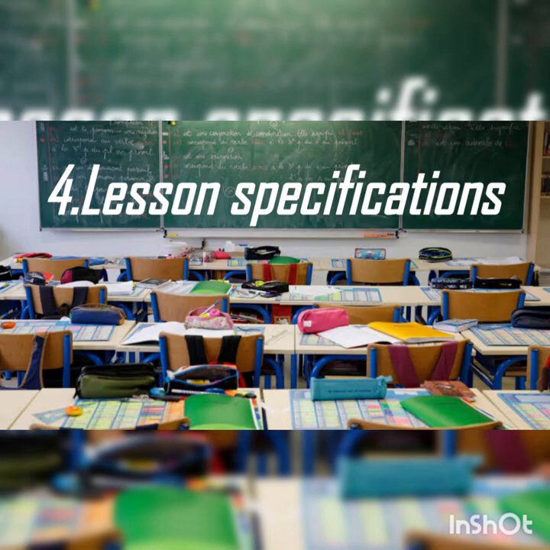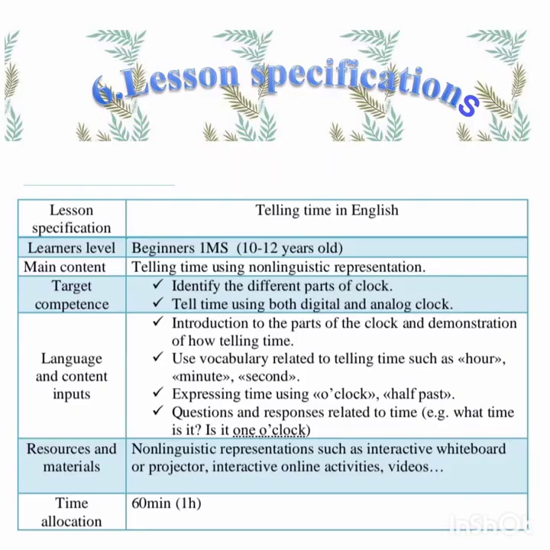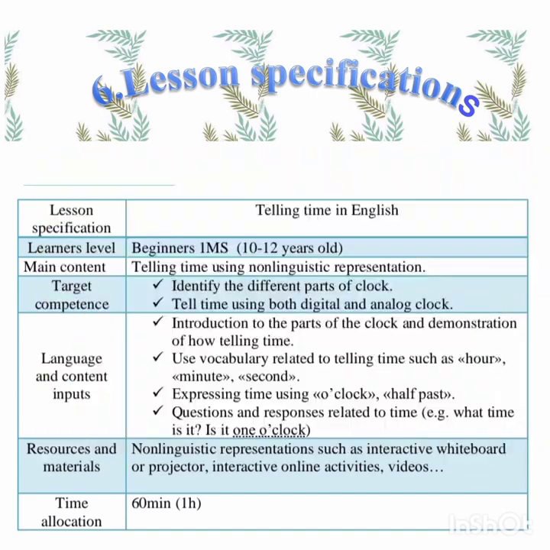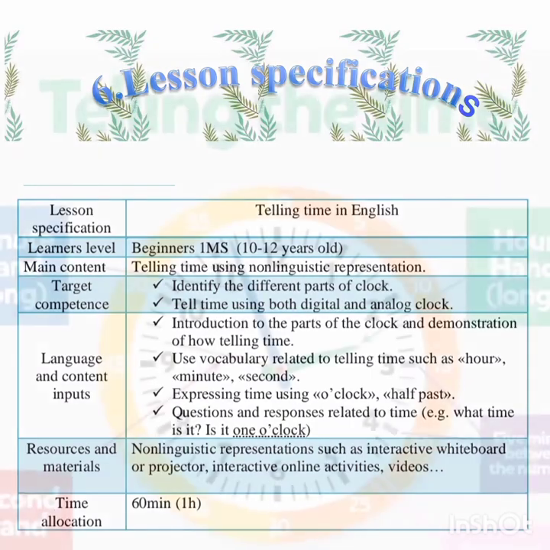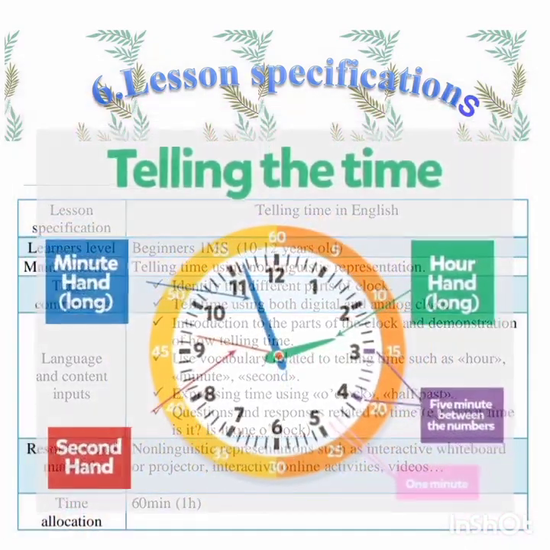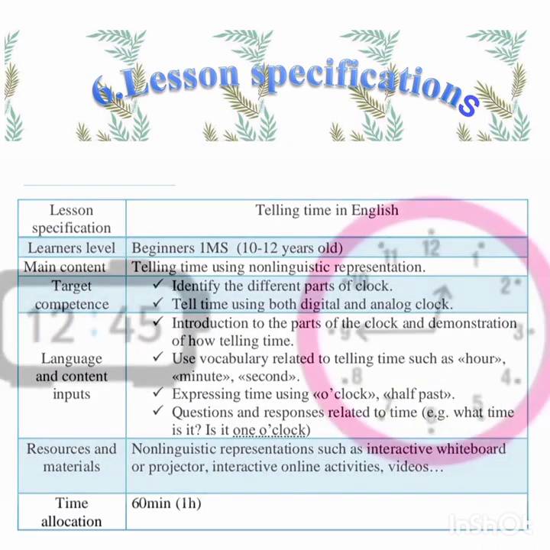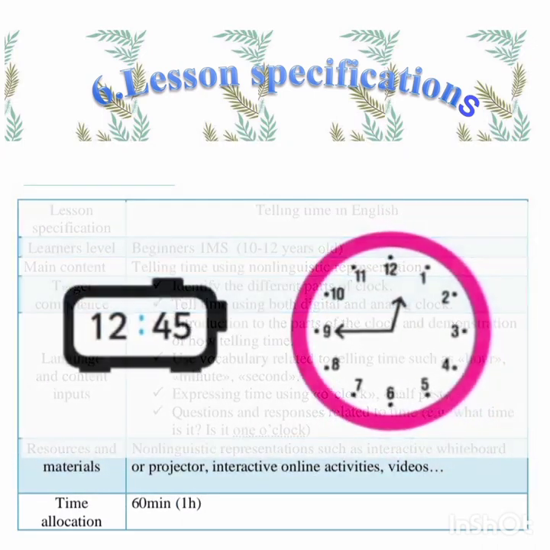Lesson specifications. Our lesson is designed for beginner level students aged from 10 to 12 years old, with a focus on teaching them how to tell time using non-linguistic representation techniques. The main objectives of the lesson are to help students recognize the different components of a clock and to effectively tell time using both digital and analog clocks.